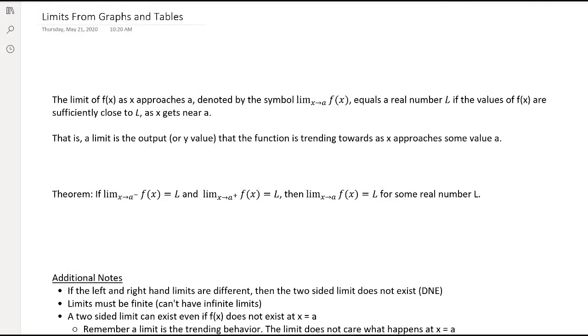Alrighty, in this video, I want to go over the concept of a limit and show you guys how to find limits from both graphs and a table. Alright, so let's start off with the concept of a limit.